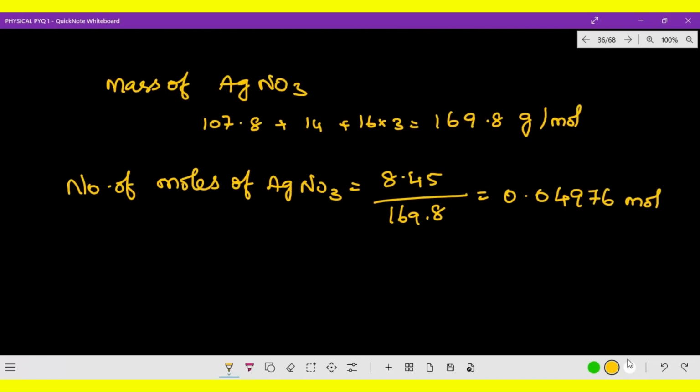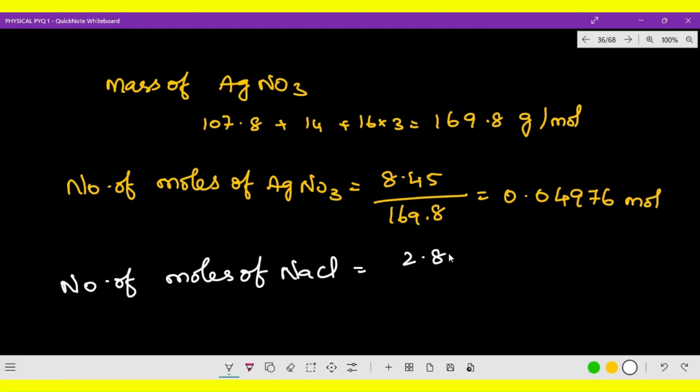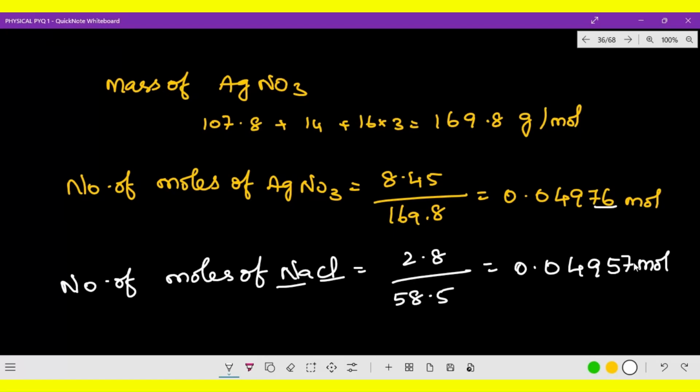The number of moles of sodium chloride: the given mass is 2.8, divided by the molecular mass, 58.5. Sodium and chlorine, you know very well: sodium is 23 and chlorine is 35.5. So this is 58.5. So you will be getting the answer 0.04957 mole. I mention 76 here and 57 here, but other than that it is easy.